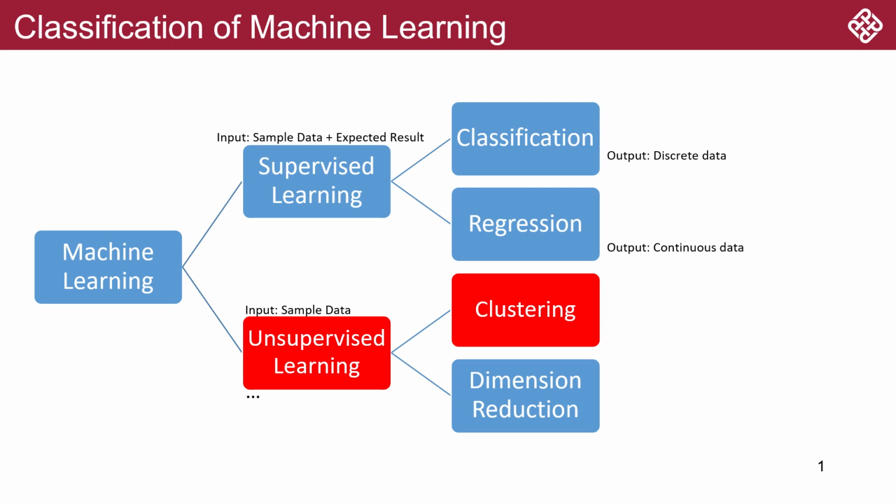So we have to deal with unsupervised learning, the last part. Unsupervised learning can be easily classified into two things. The first one is clustering, the other is dimension reduction. Unlike supervised learning, where you collect sample data with the expected result, in unsupervised learning you only have the sample data. So just let the machine do everything for you, to understand everything for you.